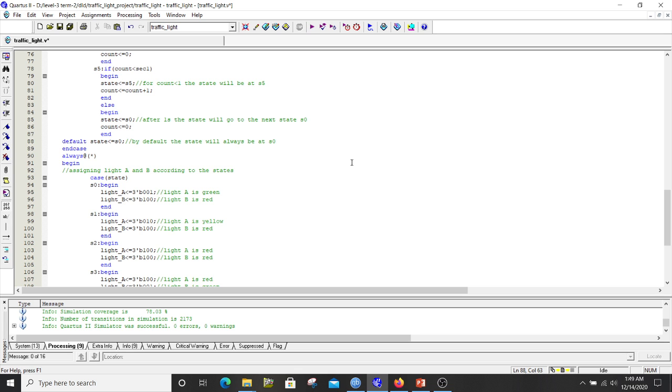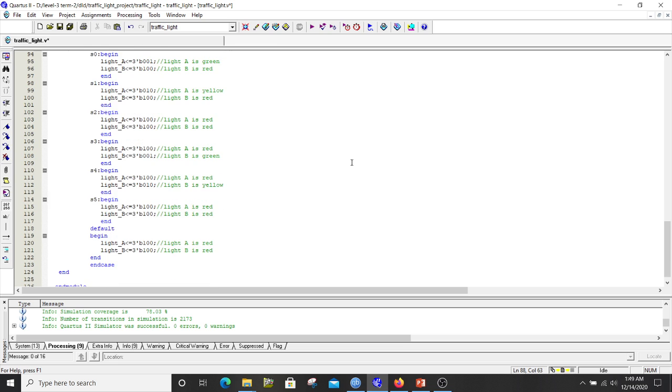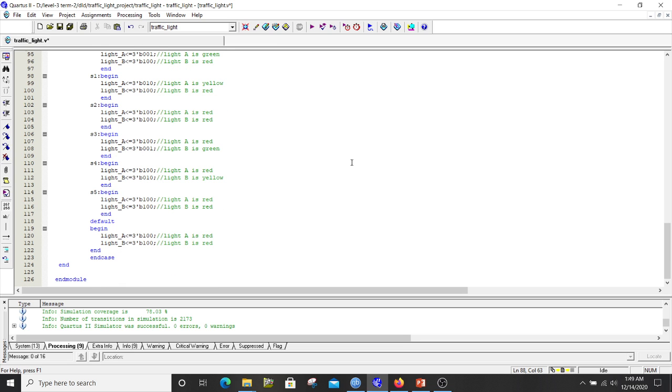In the next always block we will be assigning light A and light B according to the states. So if our state is S0, then light A will be green and light B will be red. If our state is S1, then light A will be yellow and light B will be red. If our state is S2, then light A will be red and light B will be red. And this process continues for the rest of S3, S4 and S5. And by default, light A and light B, both of them will be red. So now we will compile our code.